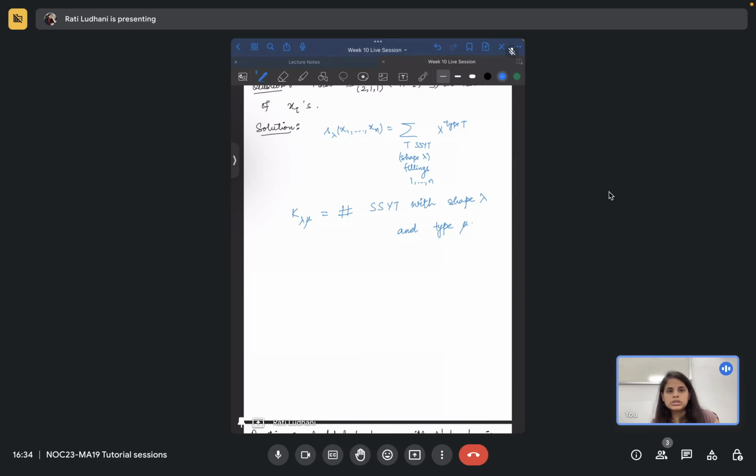One second, I need to connect the charger, otherwise it will get switched off. Wait a minute.